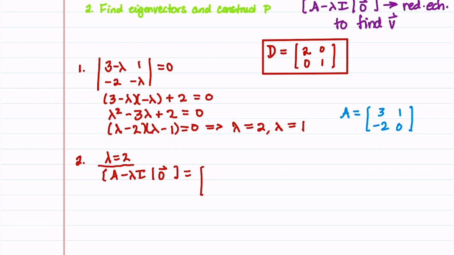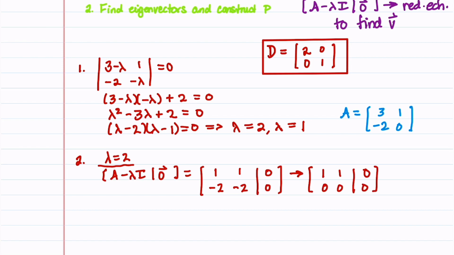So we're going to subtract off 2 off the main diagonal. So 3 minus 2 is 1. So we have a 1, 1, minus 2. 0 minus 2 is minus 2. And then you can see that our second row is a multiple of our first row. So this reduces very nicely. And this is going to give us V1 is equal to minus V2. And then V2 is our free variable. So our vector V, our eigenvector, is going to be minus 1, 1, times V2.